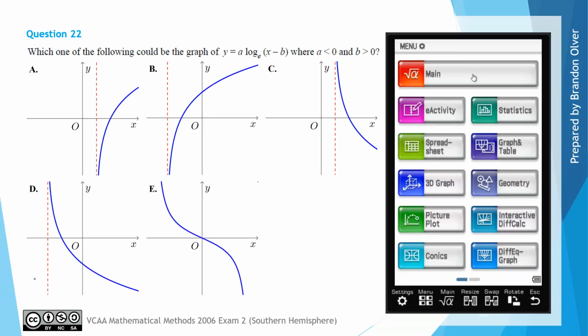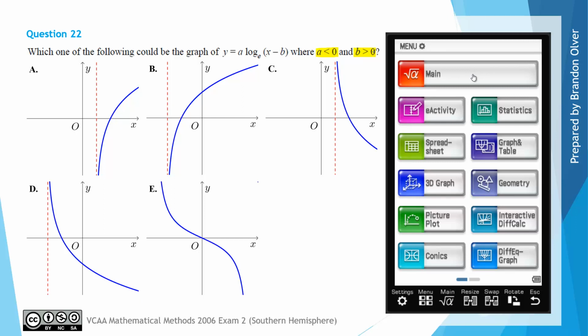For question 22, it says, which of the following could be the graph of y equals a log e of x subtract b, where a is less than 0, so a is a negative number, and b is greater than 0. So one way that we could do this is we could just choose a value of a that's less than 0 and a value of b that's greater than 0, put it in a calculator, and then graph it.